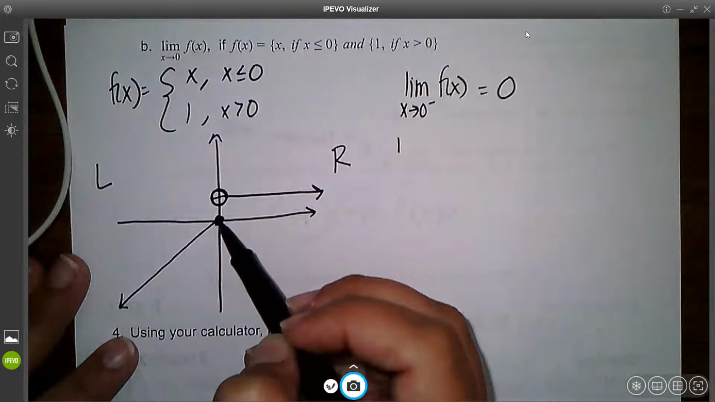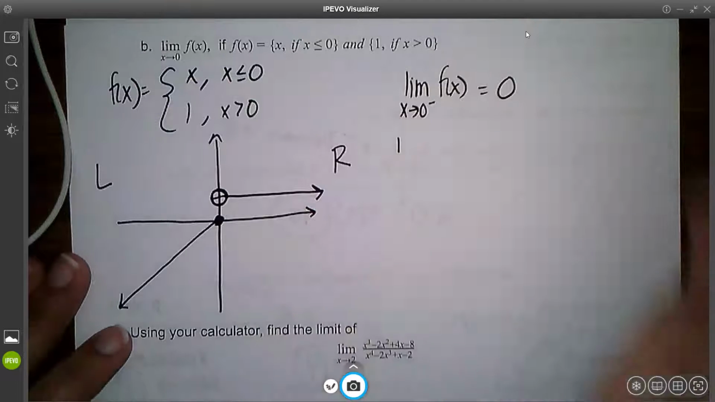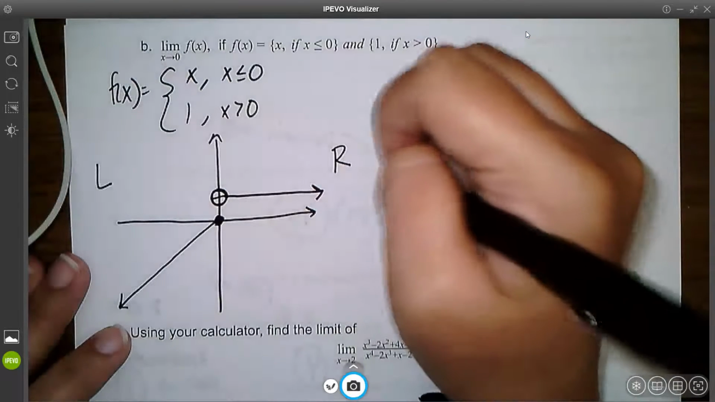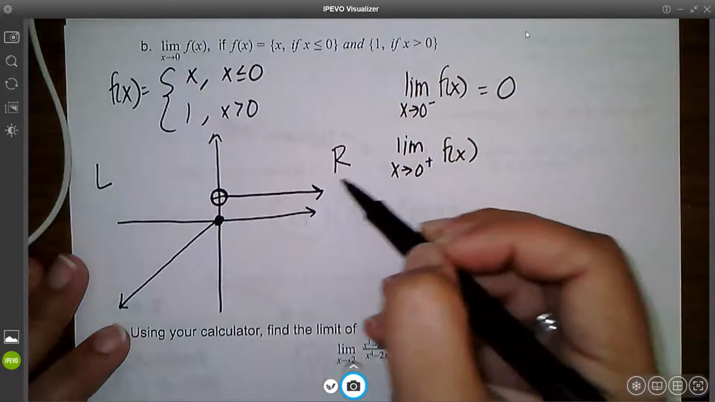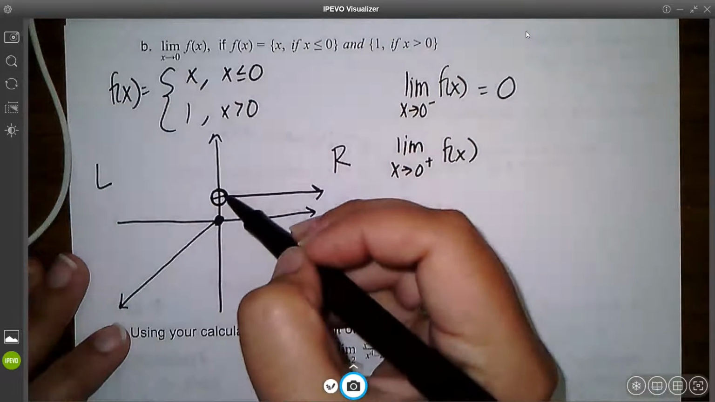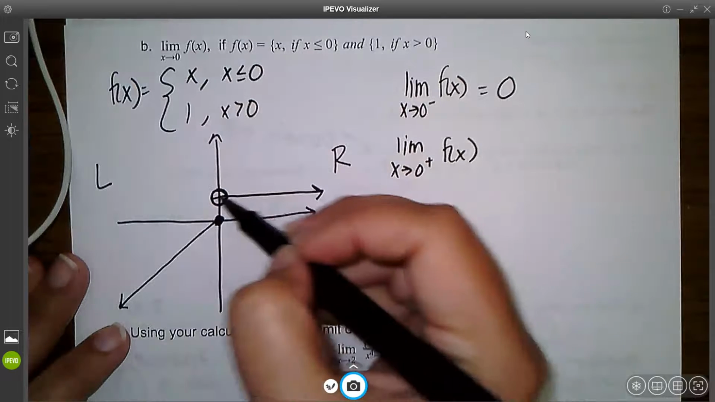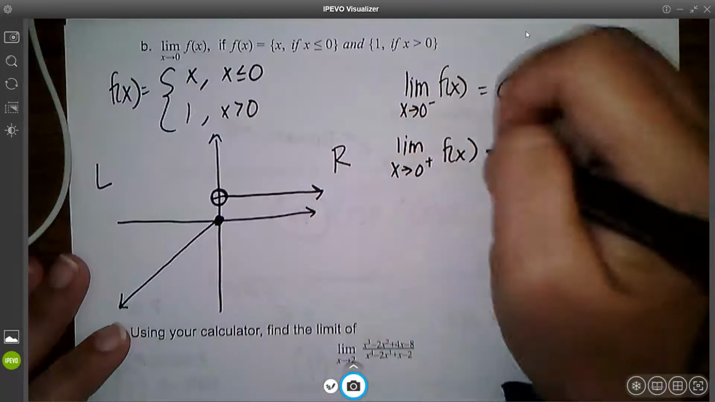Okay, so what do you do when there are two? Now that's what I'm fixing to show you. So the limit as x goes to 0 from the right of your function, from the right, we're getting closer and closer to 1. If this were the function the whole time, then it would be 1, right?